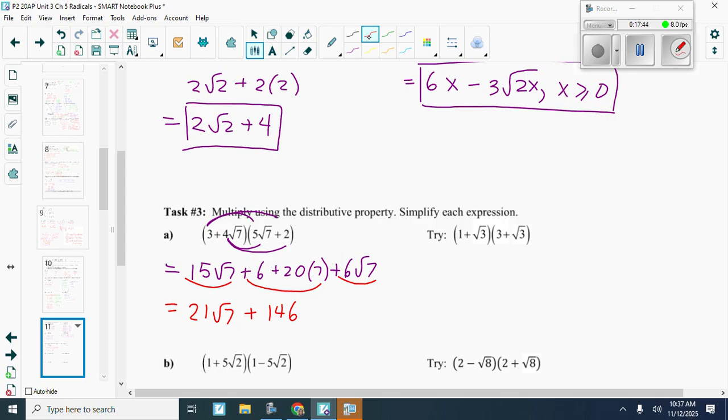Oh, I just didn't multiply correctly. Let's change that: 4 times 2 would be 8 and not 6. That will just help me with my final answer. 15 plus 8 gives me 23.